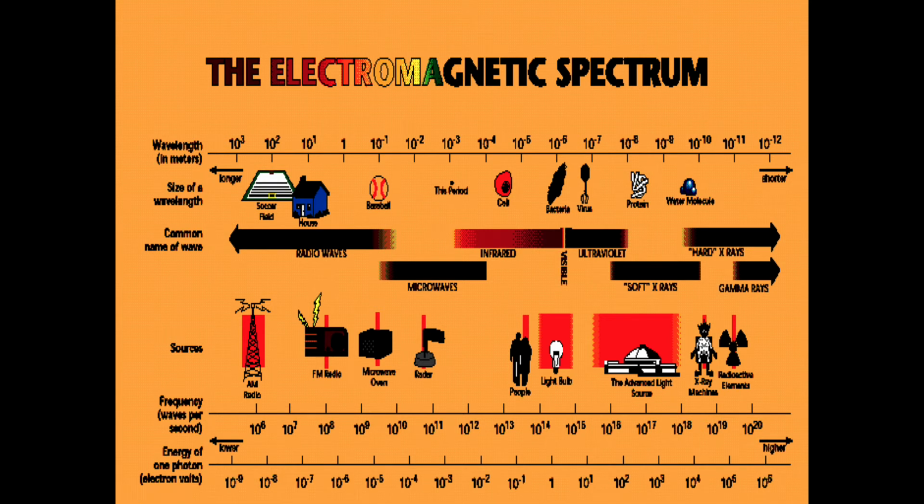So let's talk about the values of lambda for electromagnetic waves. Lambda spans a large region. By the way, I did get this picture from the Advanced Light Source at Berkeley. That's where this picture came from. I should at least credit them.